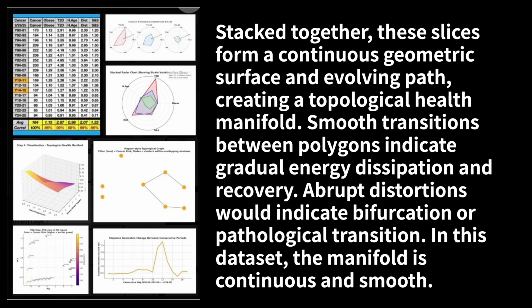Smooth transitions between polygons indicate gradual energy dissipation and recovery. Abrupt distortions would indicate bifurcation or pathological transition. In this dataset, the manifold is continuous and smooth.